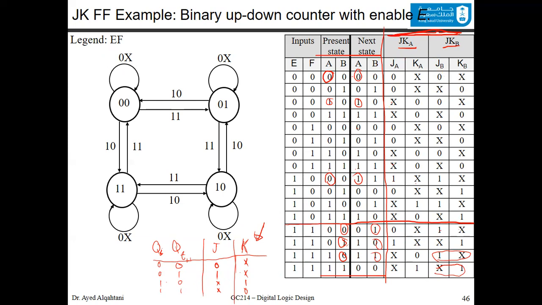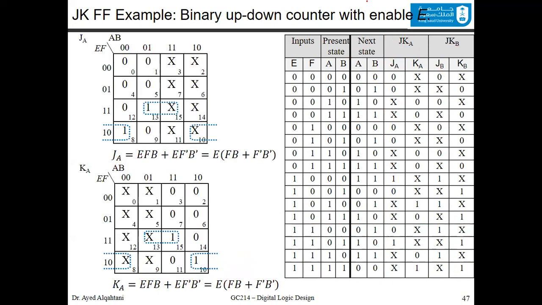So what we do is we take this part here on the right side of the table, and we will try to get JA and KA. This is JA and KA. By using the Karnaugh map, you fill this one in the K-map. It has 4 variables because these are the inputs. B and A, this is B and A, F and E, this is F and E. And you fill it as you can see, looking at this column.